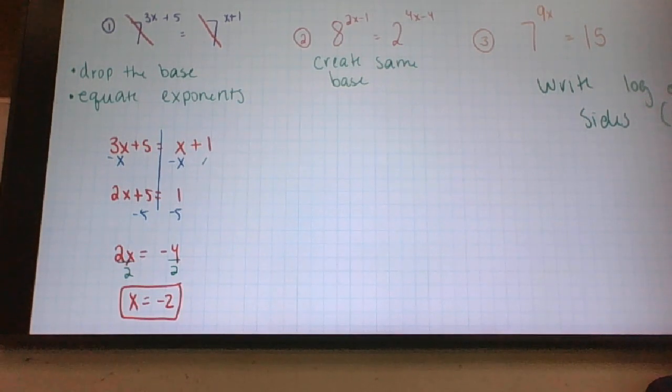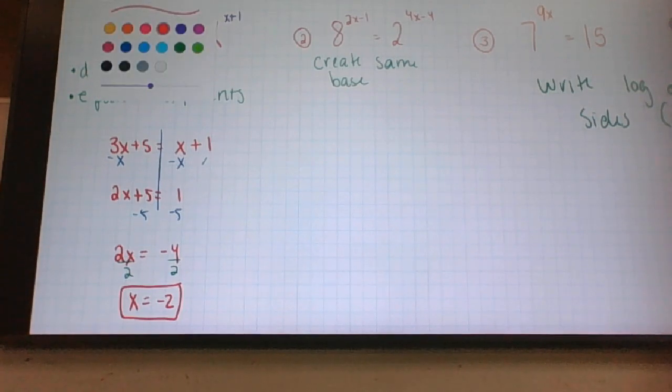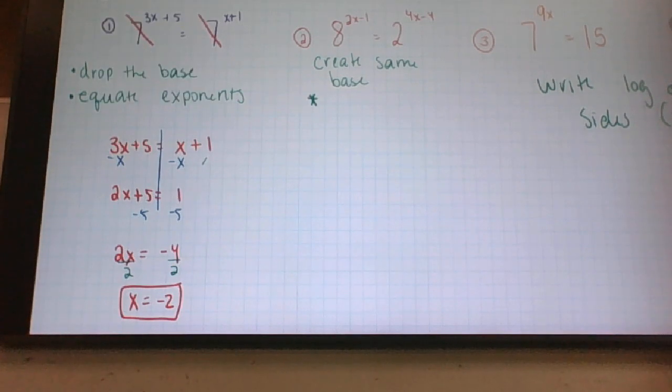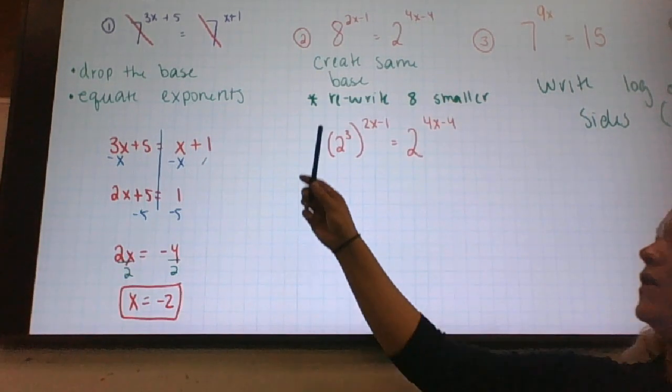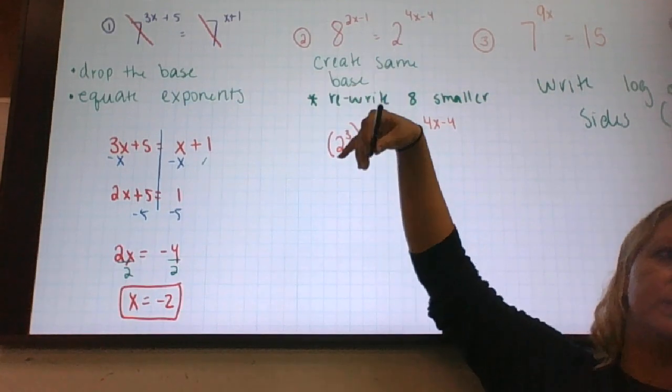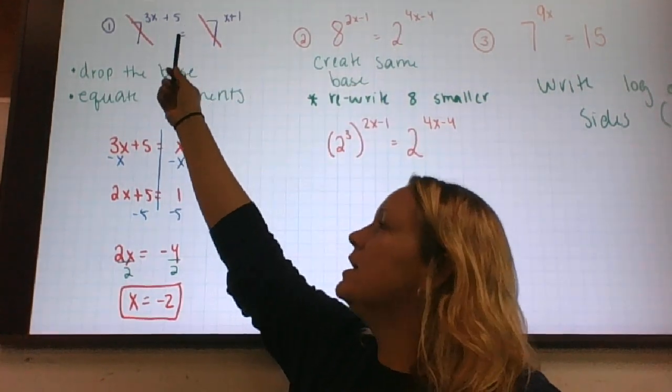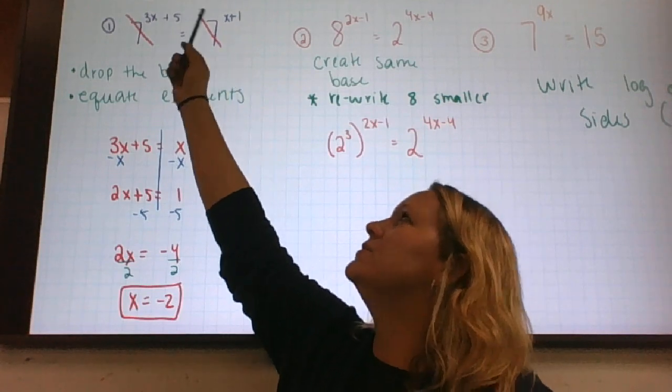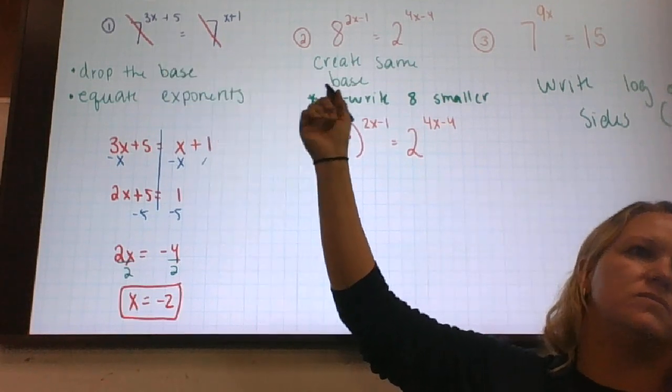All right, so that problem is the most basic. Number 2, I can't just cross out 2 and 8. They're not the same. That's not the property of equality. So I have to create the same base. What I'll do is rewrite 8 as a smaller number, like 2 to the 3rd. If these numbers are the same, you can just drop them, because if 7 to this power equals 7 to this power, then those exponents have to be the same.